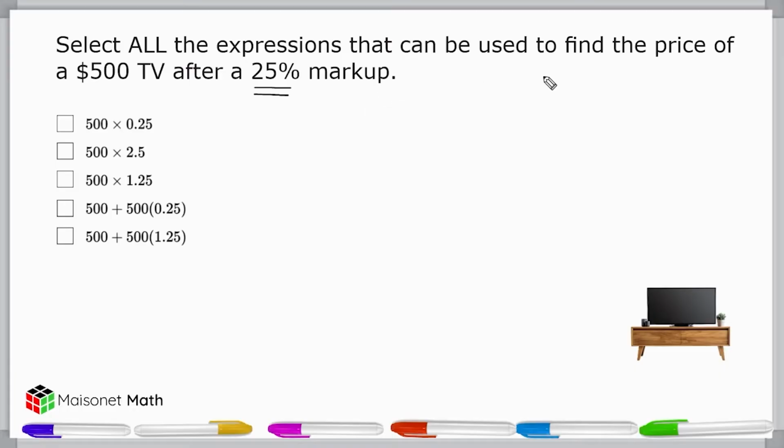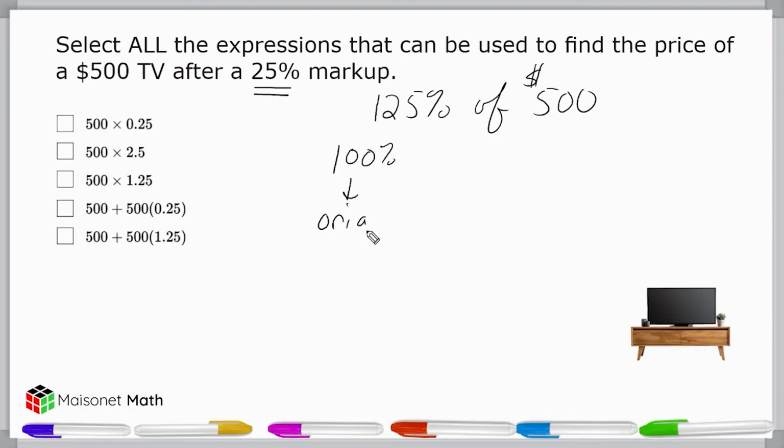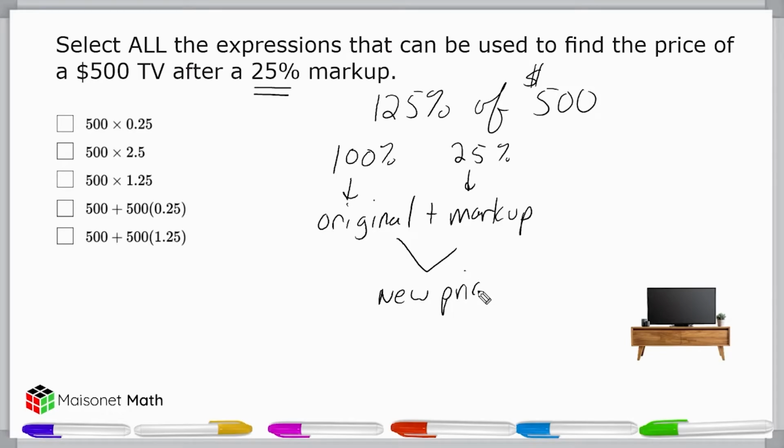So in essence, to find the new price, we're really looking for 125% of the $500. And that's because the 100% represents the original amount, and the 25% represents the amount of only the markup. So we have to add those together to get the new price.